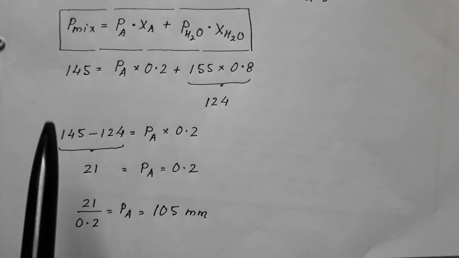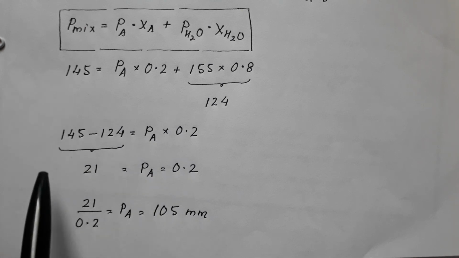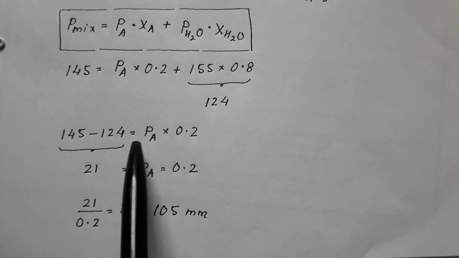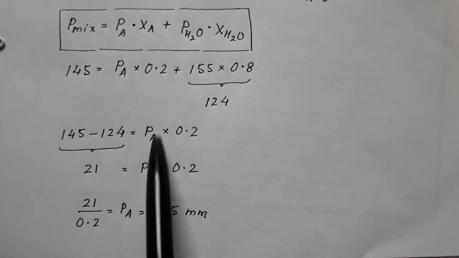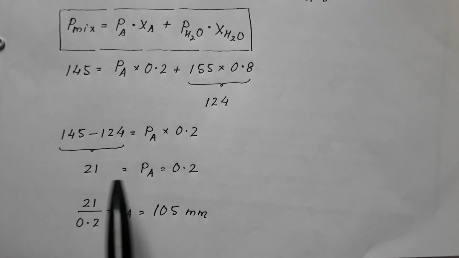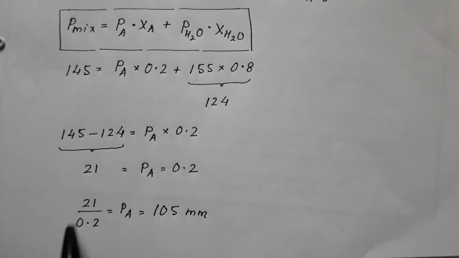When 124 is taken on this side, it becomes 145 minus 124 is equal to PA, vapor pressure of A into its mole fraction, which comes to be 21. So 21 is equal to PA into 0.2, and 21 divided by 0.2 gives you the vapor pressure of pure A, which comes to be 105 mm.